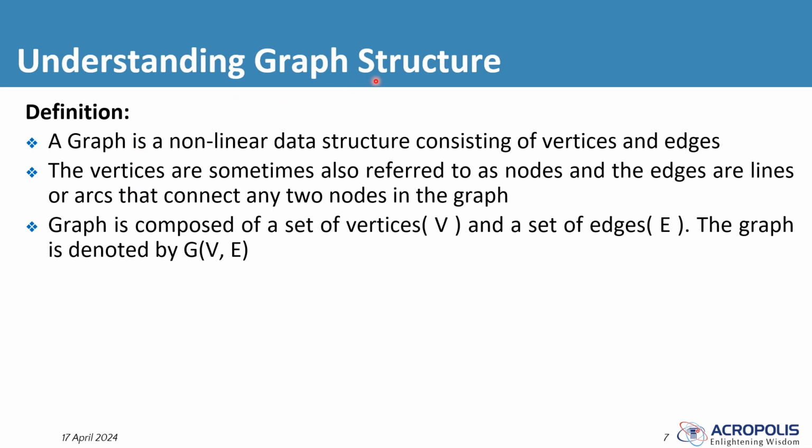What is graph data structure? A graph is a non-linear data structure that consists of vertices and edges. The vertices are sometimes also referred to as nodes, and the edges are lines or arcs that connect two nodes in the graph. The graph is composed of a set of vertices V and a set of edges E. The graph is denoted by G equals (V, E).